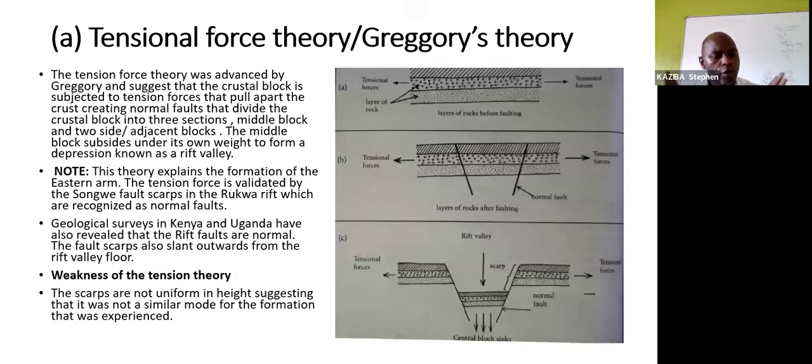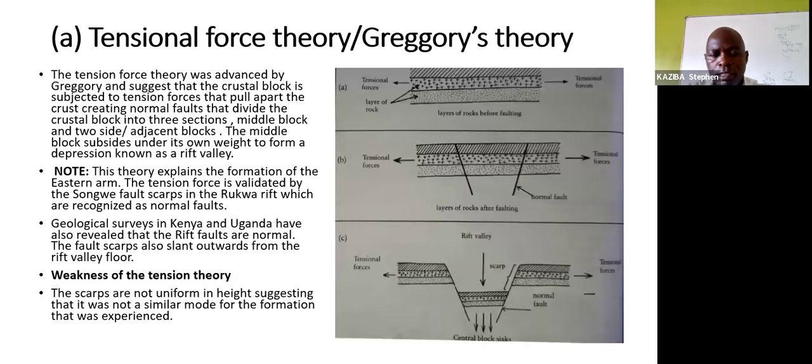However, there are those who criticize and they say that if you look at the scarps, they are not uniform in height, suggesting that the mode of formation was not similar. So there were some differences in the formation. You can't say it was formed as a result of normal faulting, when in some cases you have a V shape, then in other cases you have a U shape. So that shows that it is criticized.